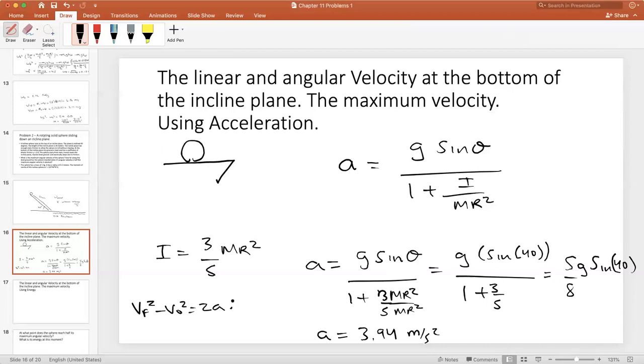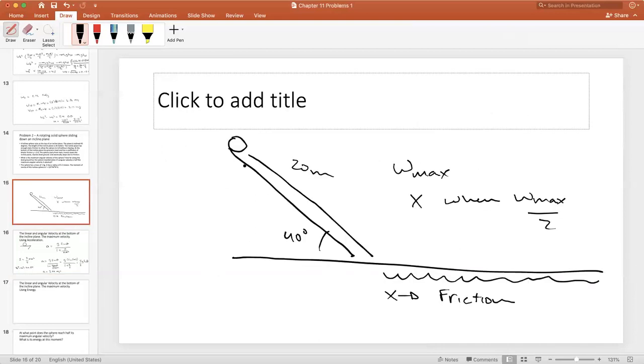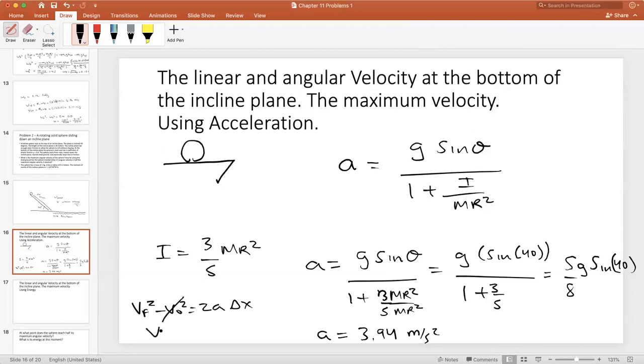And the maximum velocity at the bottom, if that is our acceleration, using v final squared equals 2a times the change in x. Going back to this picture, the change in x is the distance down the incline, because this is the acceleration down the incline, and it started from rest. So v final is simply the square root of 2 times our 3.94 times our 20, and that will give us 12.6 meters per second. Okay, so we found the maximum velocity at the bottom of the inclined plane, and the maximum velocity is going to occur at the bottom of the inclined plane. Using this equation that we learned in lecture 11, chapter 11, part 1. This was the acceleration down an inclined plane for a rotating object.